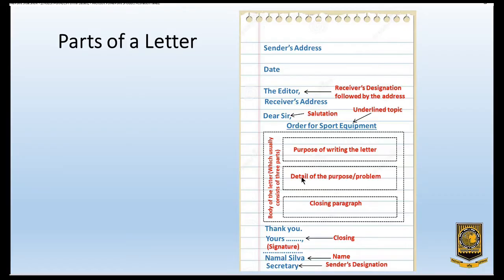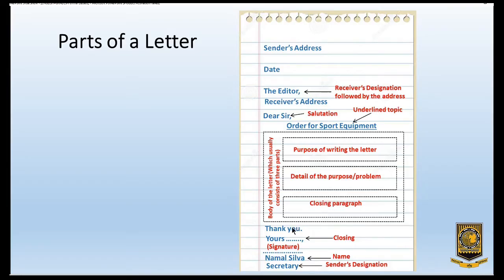Then in the middle, you have to tell what the problem is, the purpose of writing the letter. You have to describe it clearly. Then you move to the closing paragraph. That is the end of the letter body.